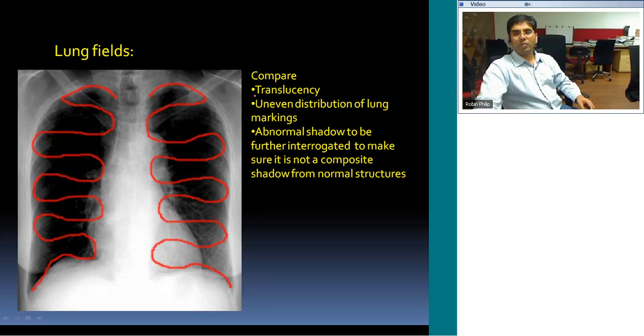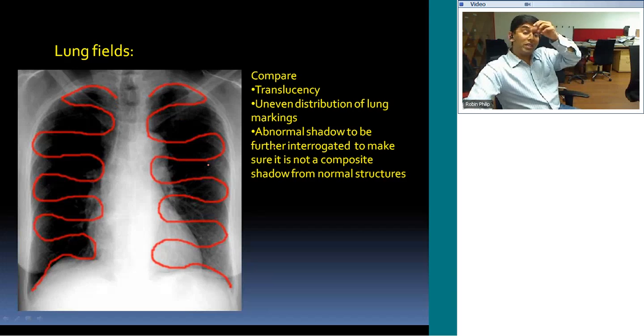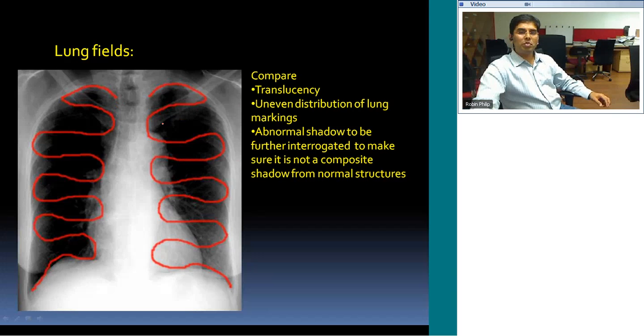And always look for the translucency in the lungs, whether it is symmetric or asymmetrical, and uneven distribution of the lung markings. You have to make note of that. Any abnormal shadow is to be further interrogated. Sometimes normal structures, when they overlap, especially at the lung apices, the ribs and the clavicles, make the normal structures look abnormal. So you have to carefully look for that. Make sure you're not missing anything there.